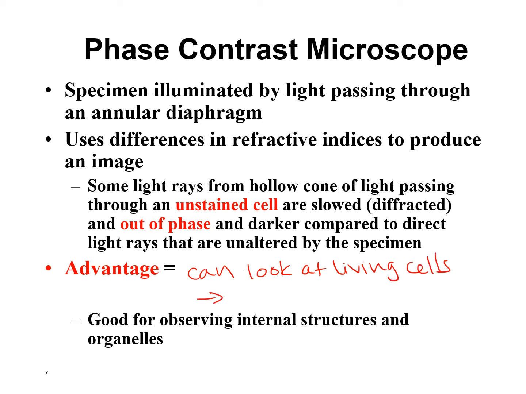So the phase contrast microscope will increase the contrast without having to stain the cells. Because remember, if you stain the cells, then that ends up killing them, and then you can't see what they're doing when they're alive.